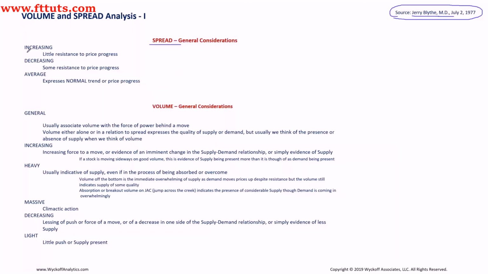Under the spread, an increase in spread would suggest that there is little resistance to the price progress. A decrease in spread would say the opposite, some resistance to price progress. And the average is going to just express the normal trend of price progress. Volume is going to be much more difficult. General considerations: usually volume is associated with the force behind the move, so we usually think about the effort behind it. Volume usually expresses the quality of supply and demand, and we'll talk a lot about this because we will be creating those volume equations with supply and demand.